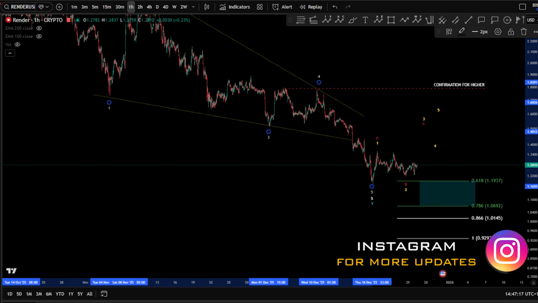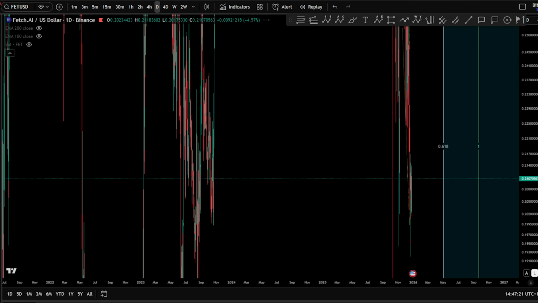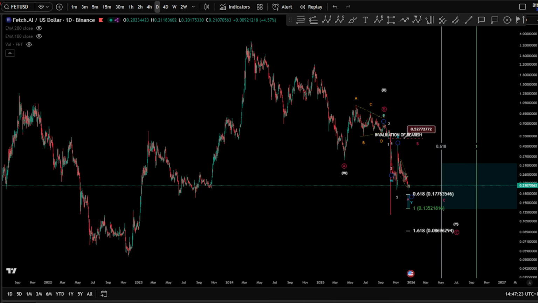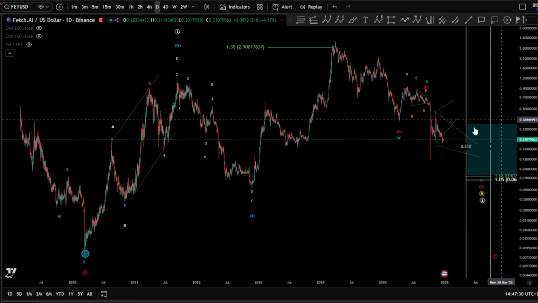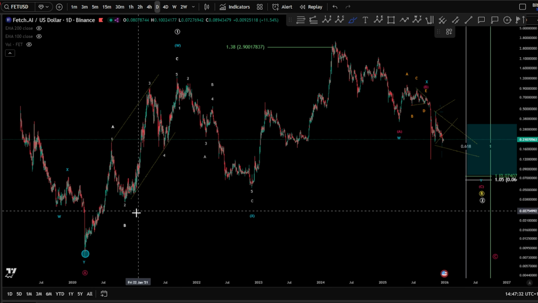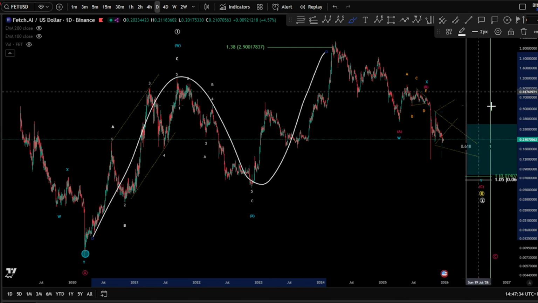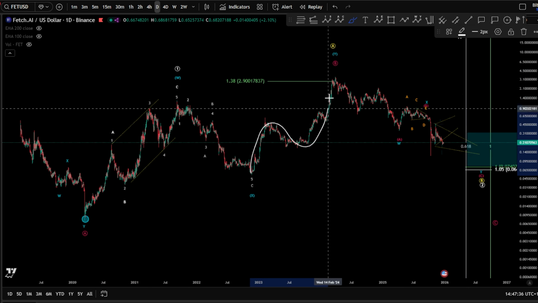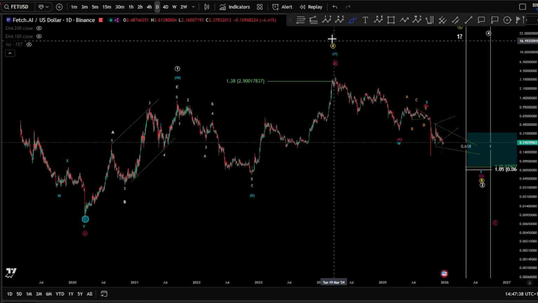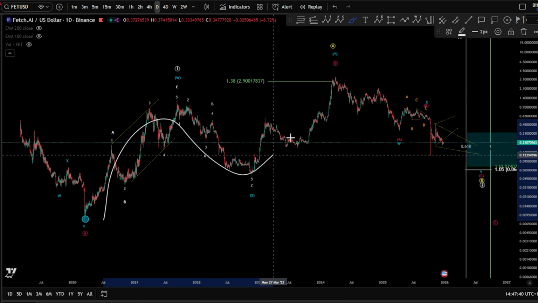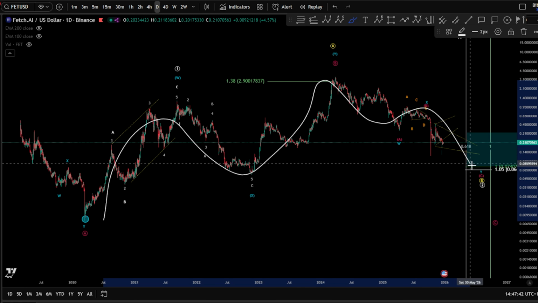Yep, so this is regarding Render. Still looking for lower, no signal of strength yet for FET as well on the daily here. For FET, we are looking at the daily. One second, here we go. So for FET, we have a W, X, and a Y finished over there, and that is because the wave Y is a zigzag finished. Wave A, 3 waves, right? And we're looking also for a correction.